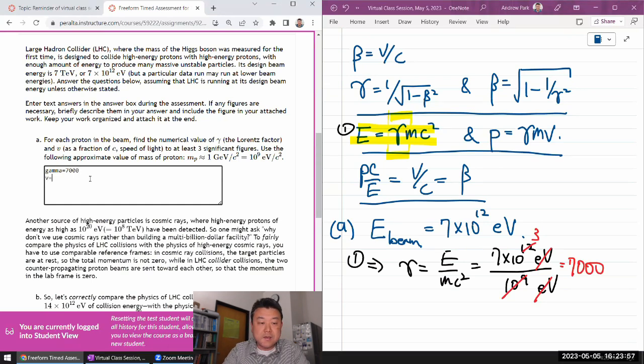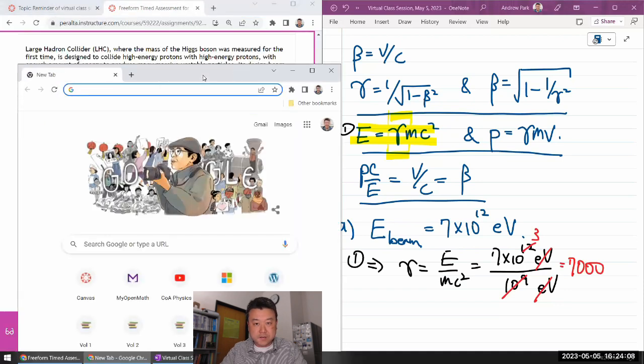Oh, that's a mistake. V is equal to C. 3 significant figures. This is what I mean. So let me use this formula to actually calculate it. I think I can do it this way.